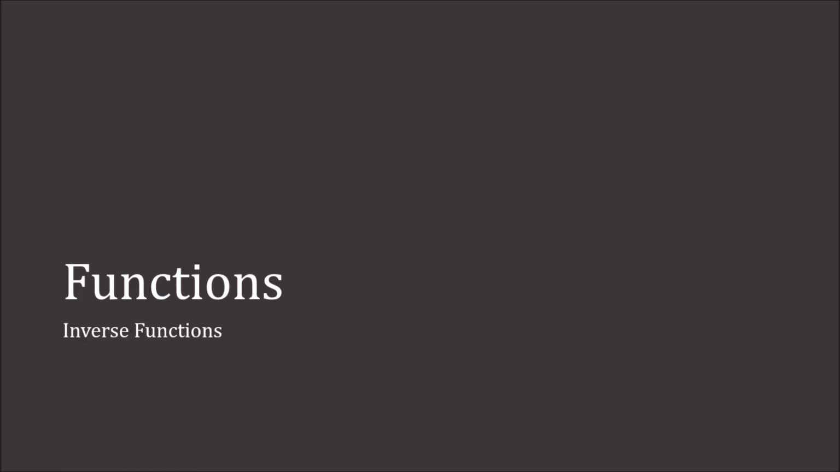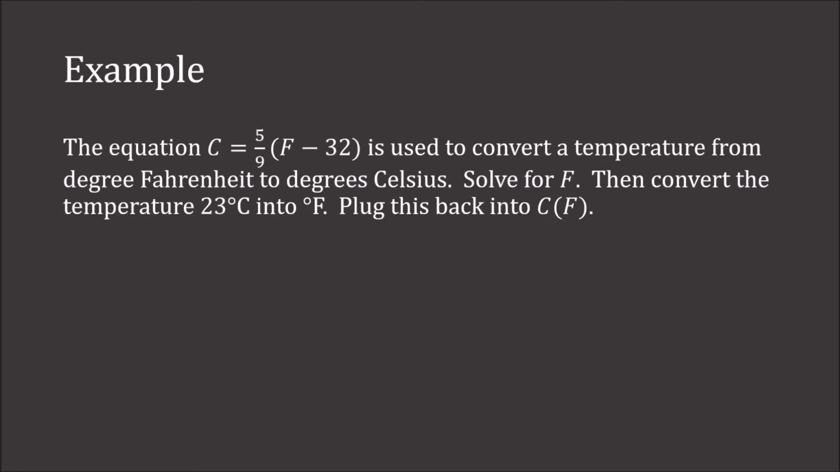We will conclude our study of the introduction to functions by looking at inverse functions. And we begin with an example. The equation C equals 5/9 (F minus 32) is used to convert the temperature from degrees Fahrenheit into degrees Celsius. We will first solve for F, then convert the temperature 23 degrees centigrade into degrees Fahrenheit, and plug this value back into C of F and see what we get.